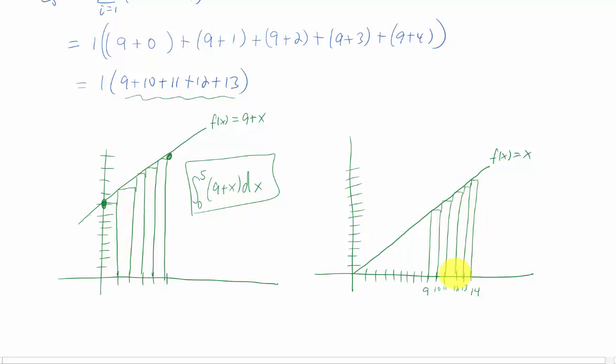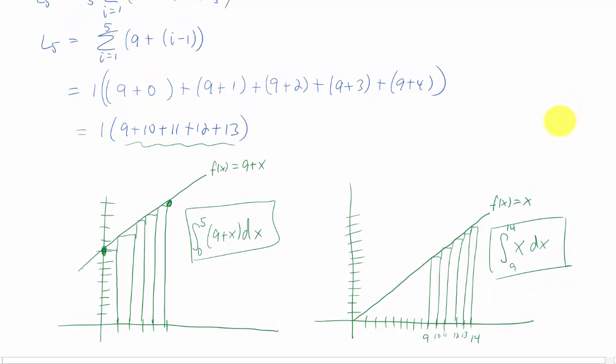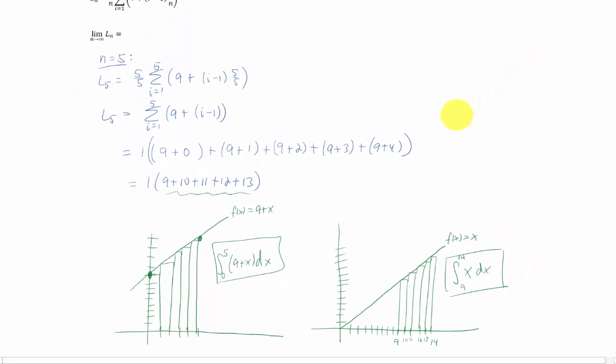However, these rectangles are approximating the area under a different function between the x values 9 and 14. If we took an infinite number of rectangles, that area would no longer be approximate, and our exact area underneath the function x between x equals 9 and 14 is what all of these rectangles would add up to. So again, that's a couple of different ways to interpret the same problem, and those aren't the only 2 ways to interpret this problem. So I'm going to back out of this so you can see the whole thing.